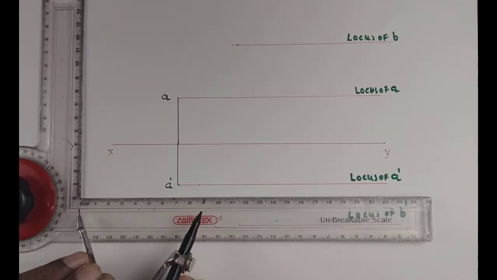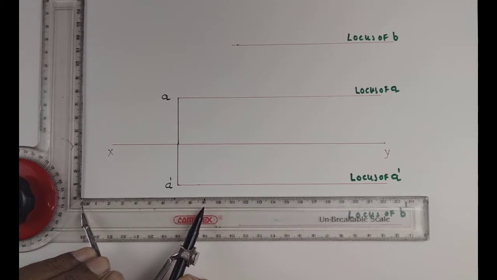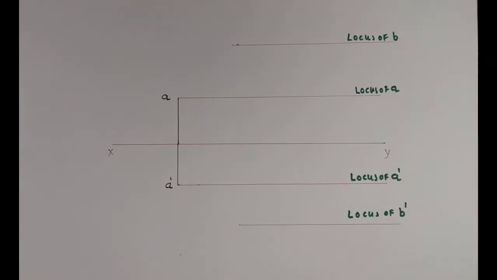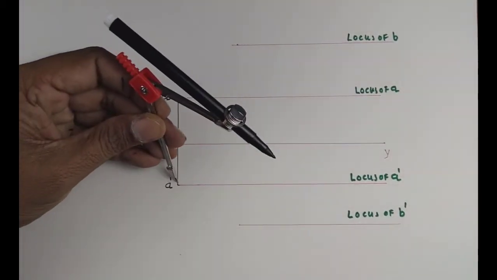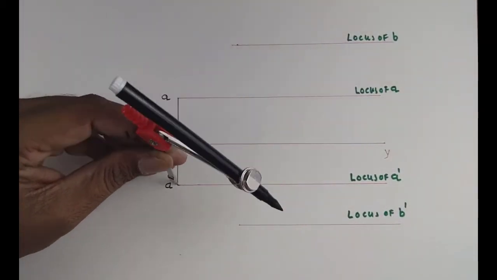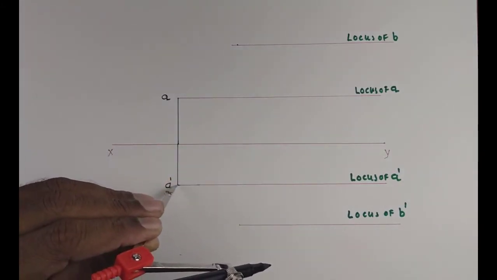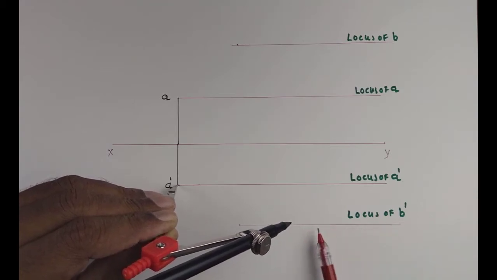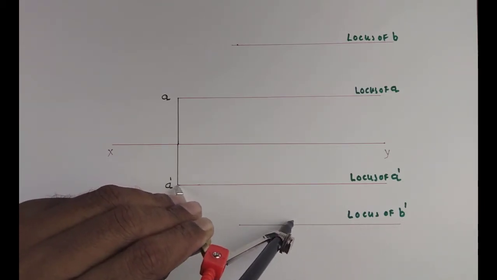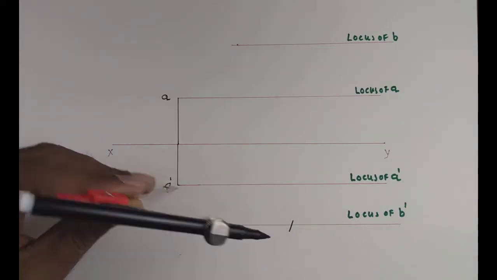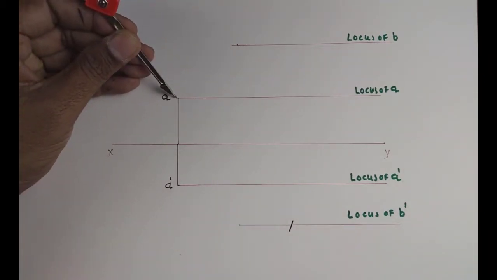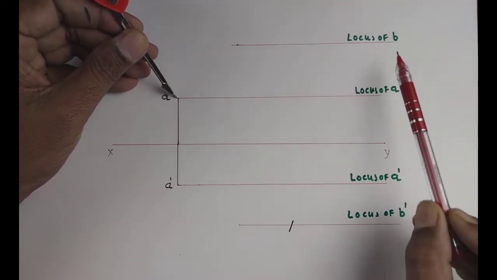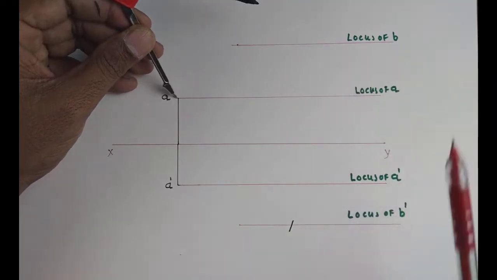So first I take the radius 90 mm and I draw the arc. First A dash as center, and I draw the arc on locus of B dash, because we are going to arrange the line inclined to HP. So first I draw the arc on locus of B dash. Similarly, you can take the center A, it is your plan point. Then you can draw the arc on locus of plan point B.